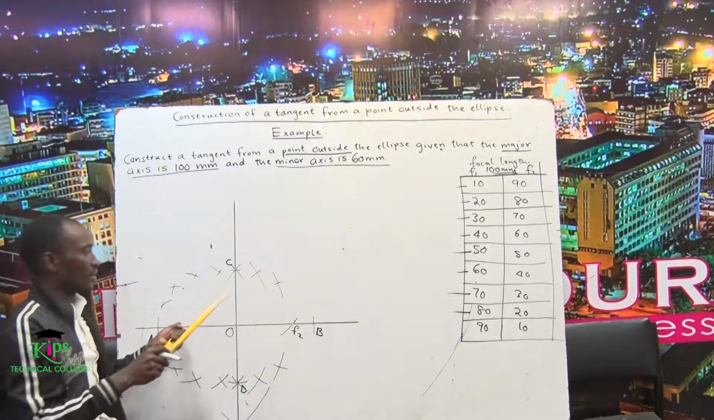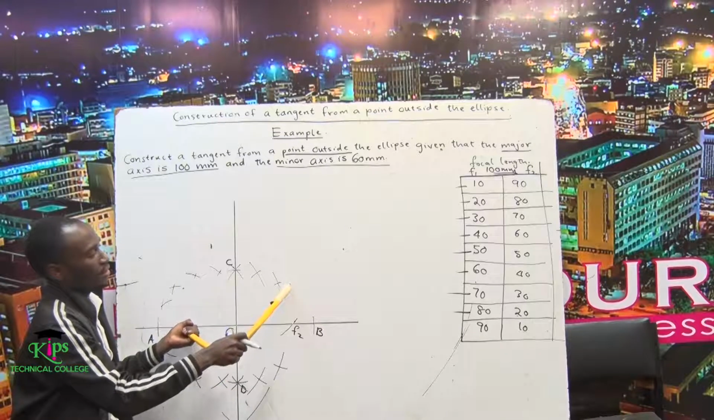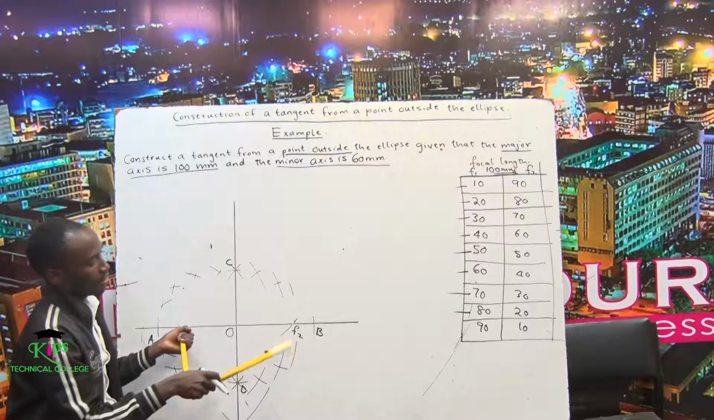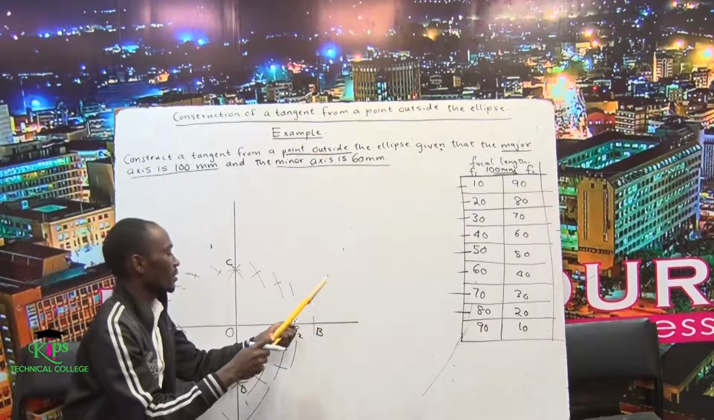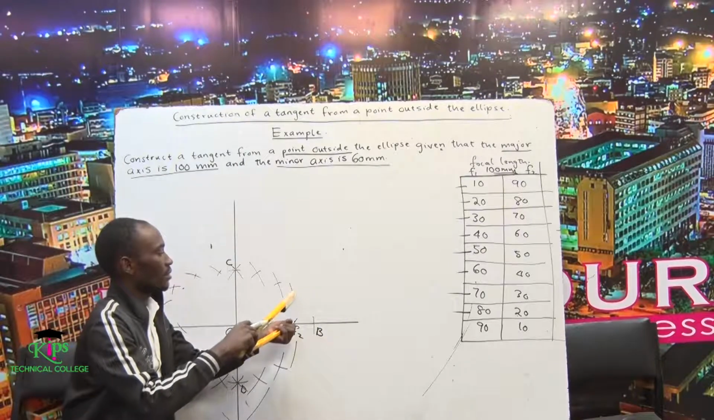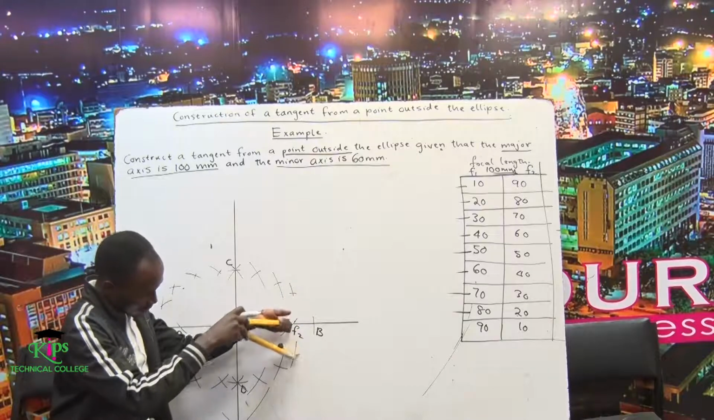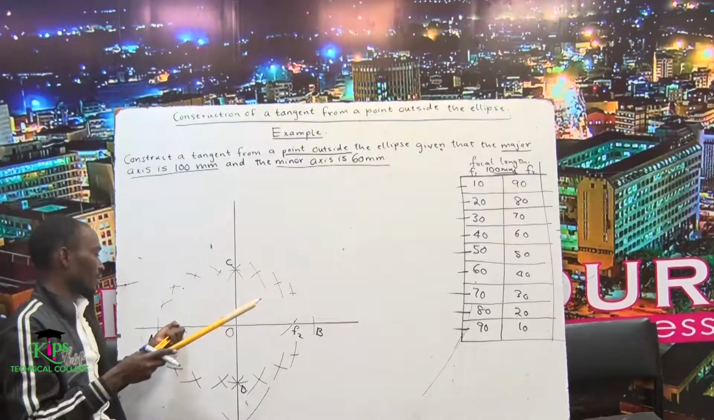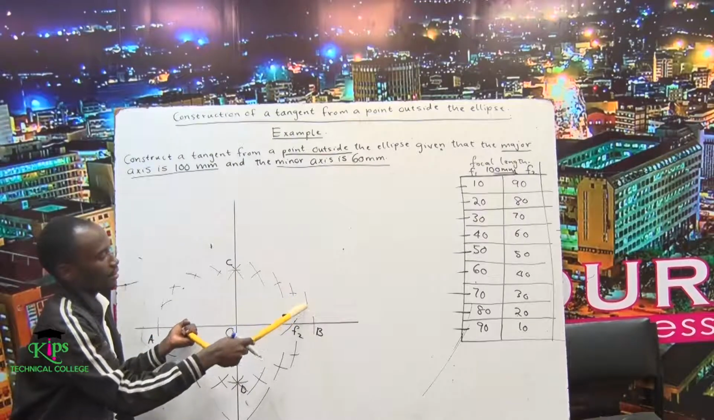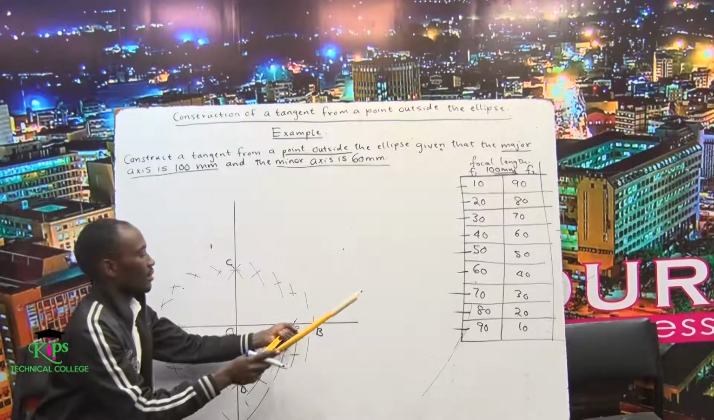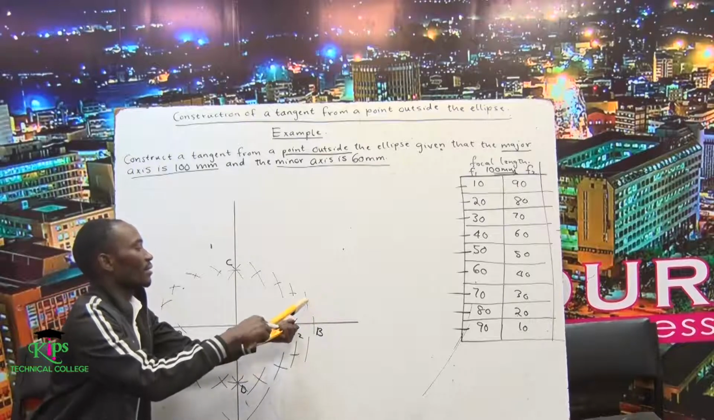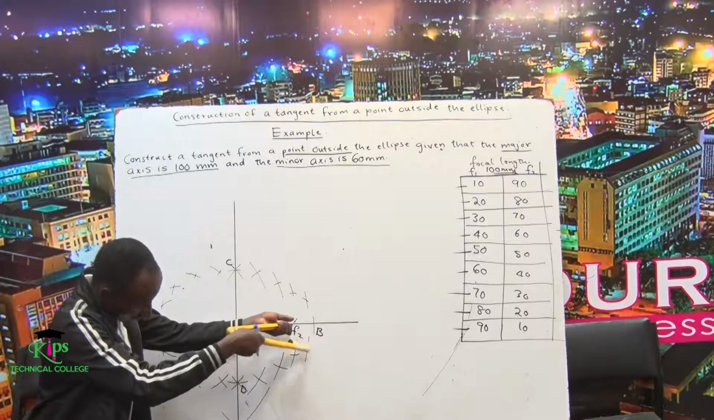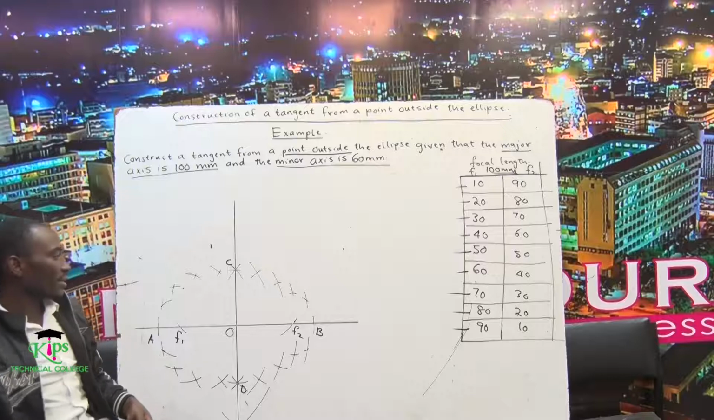F1, then 20. Then 90 by 10, F2 10. Now draw the fair curve.